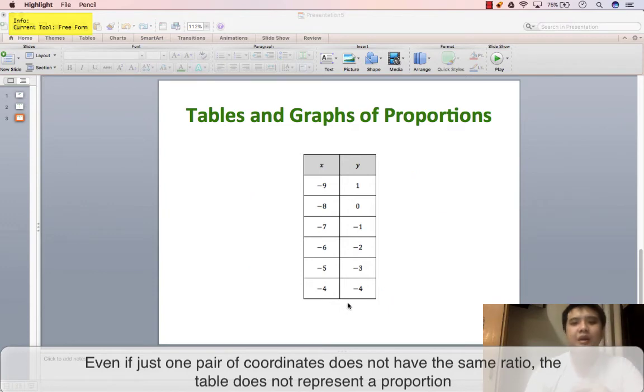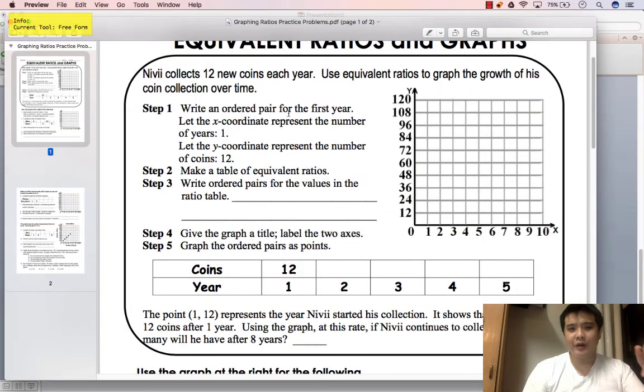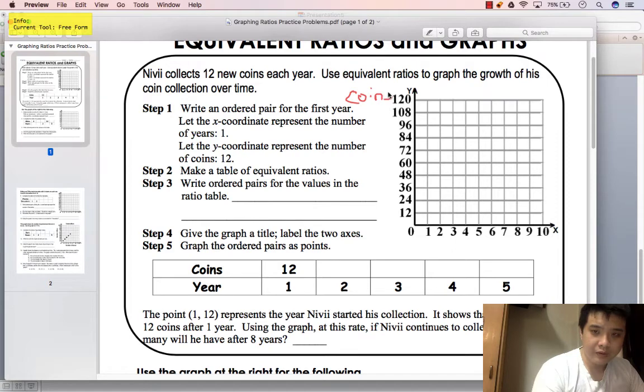Okay. Now let's talk about graphs. We're going to use this. Navy collects 12 coins each year and uses equivalent ratios to graph the growth of his coins over time. So it says step 1, write an ordered pair for the first year. Let the x-coordinate represent the number of years, and the y-coordinate represent the number of coins. So over here, this is coins. Imagine that says coins. There we go. And years.